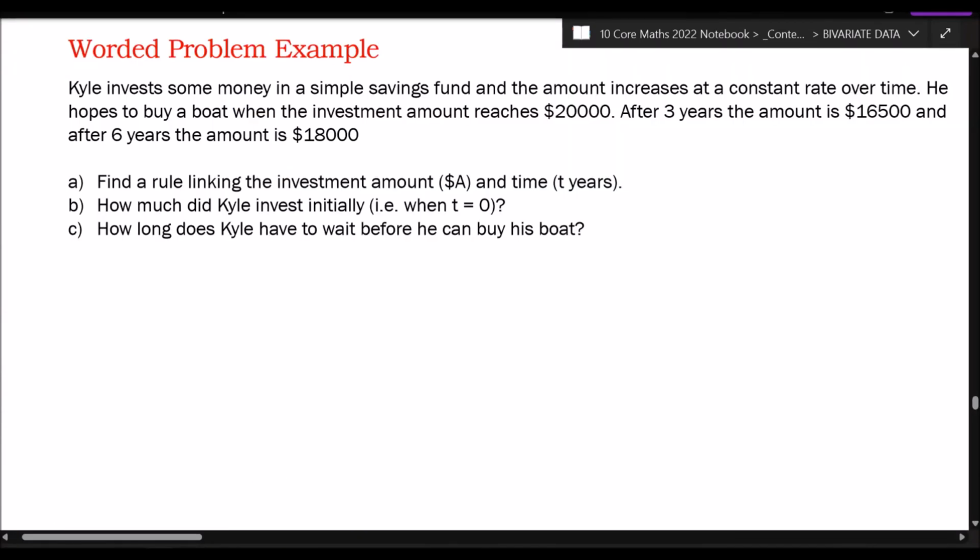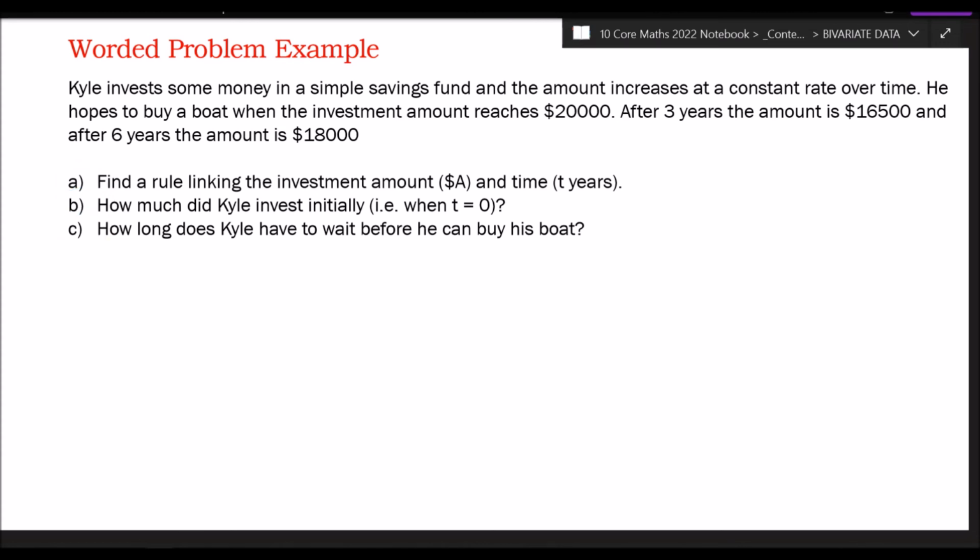This is the annoying thing. A lot of you guys freak out when you see worded questions, but it's exactly the same thing. It's not that bad. In year 11, this is what they do as well. They give you the information, and then you're asked to do three things: what's the rule, what's the y-intercept, and then make a prediction.